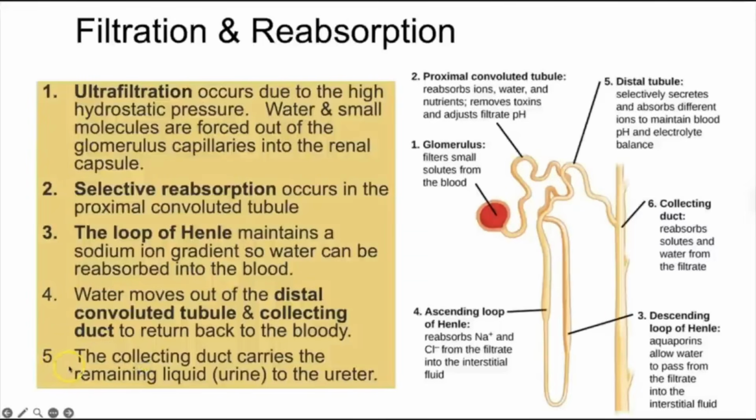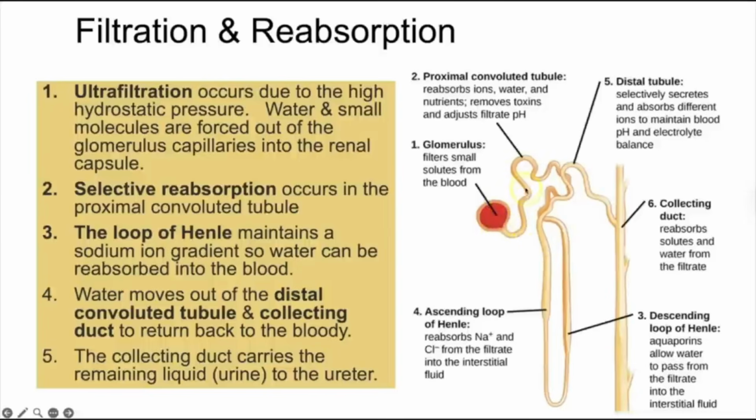So the key stages, which we will go through each in more detail, we have ultrafiltration first, and that occurs due to high hydrostatic pressure. That will force out from the blood water and small molecules like glucose. And that gets forced from the glomerulus capillaries into this renal capsule.